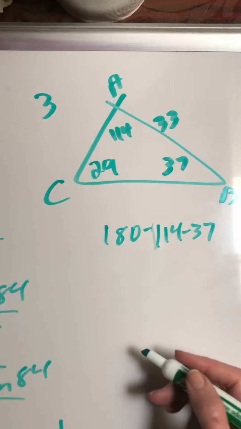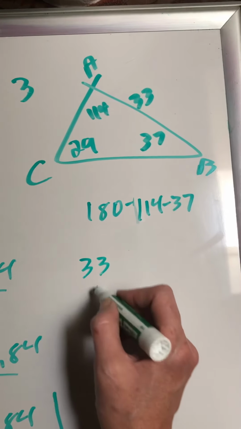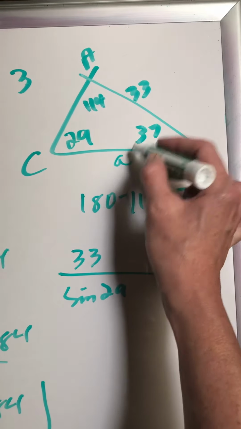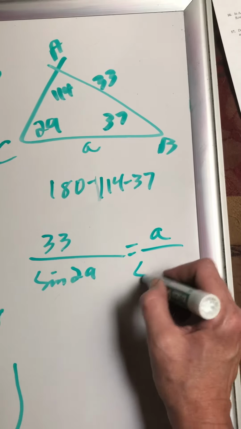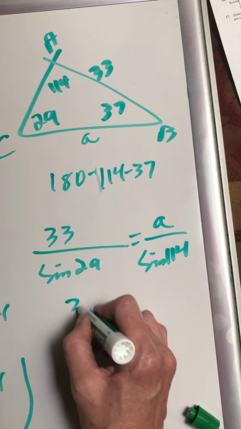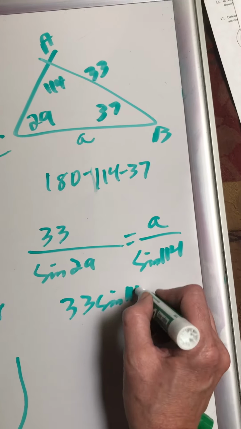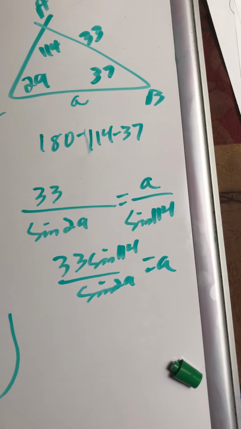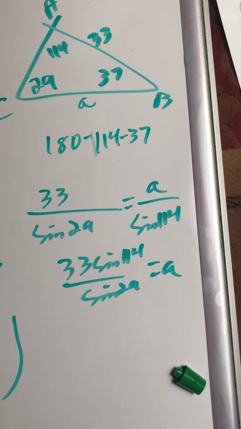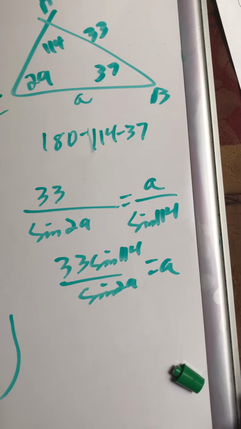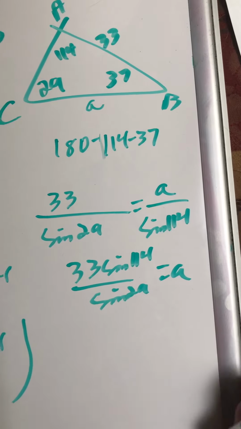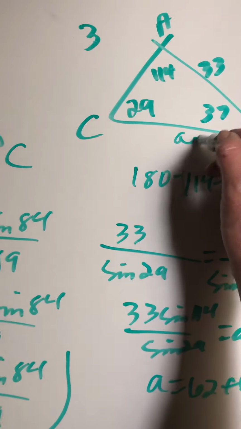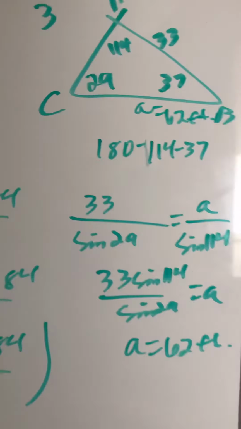So that angle right there is 29. So then I could do 33 over sine 29 equals side A, because side A is opposite angle A, over sine 114. So then 33 sine 114 over sine 29 equals A. So then type it in, 33 sine 114, close parentheses, divided by sine 29, gives me about 62, and we're supposed to round it to the nearest foot. So this is 62 feet, label it.